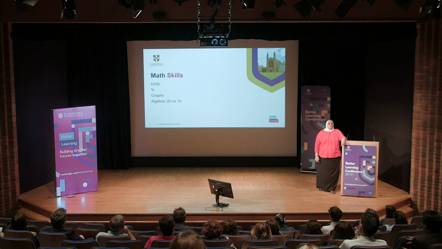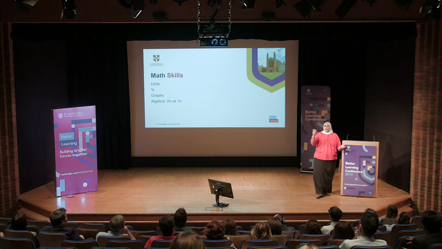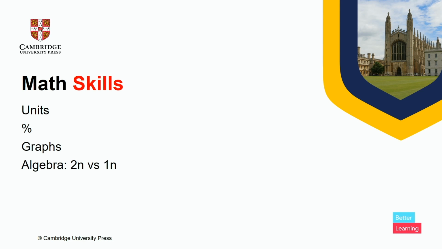Algebra, you always hear the students saying, why are we learning X and Y? I never go to the grocery store and tell the guy how many X's or how many Y's. Why are you giving us algebra? So in biology, we have something in genetics called 2n and 1n when we want to refer to the number of chromosomes in a cell.